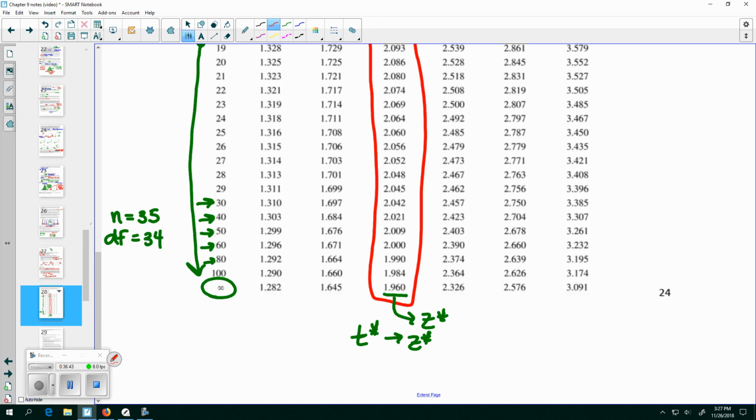Since 34 is not in the table, we're going to go up a row on the table and use the entry for 30, because it gives you bigger critical values than using 40. So it goes with a more conservative or cautious approach, a wider interval instead of a narrow interval. If you don't have an entry in the table that you need, you go up a row on the table. Use a smaller degrees of freedom, which means you're using a bigger critical value.